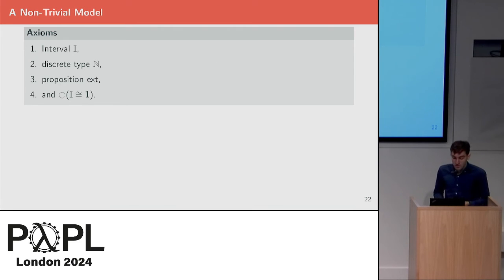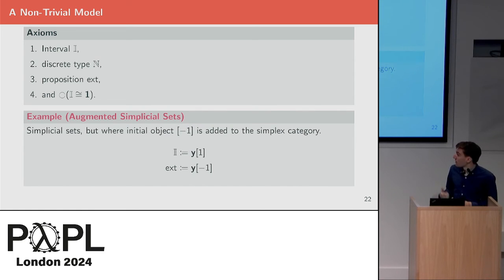So for a non-trivial model, here is a summary of the axioms we need. We need an interval object I. We need a discrete type of natural numbers, a proposition x, and we need it to be the case that I is extensionally trivial. And the model that we have in the paper is augmented simplicial sets, which is like simplicial sets, but where you have an additional initial object, -1, in the simplex category. Then you get that the interval is the unate embedding of 1, and the extensional proposition is the unate embedding of -1.